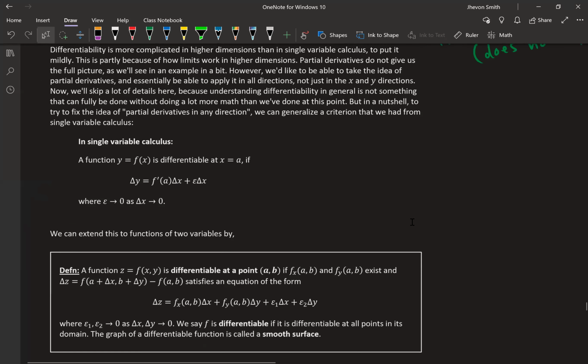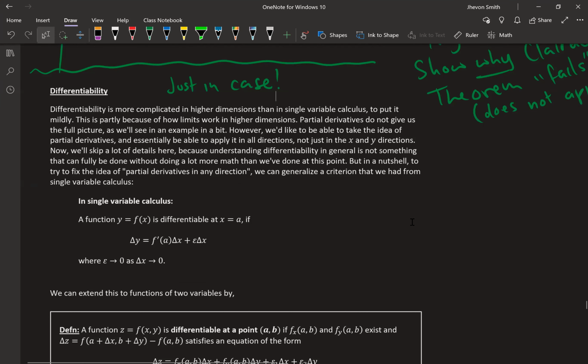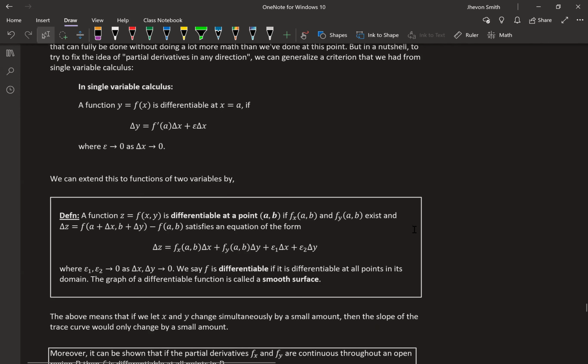Differentiability, I just want to point out to you that in higher dimensions, things get, weird is the wrong word, but when your concept of differentiability is based on Calc 1 and Calc 2, then yes, it's going to seem very weird. So I just want you to be aware of that.